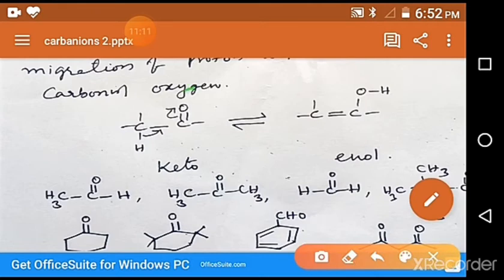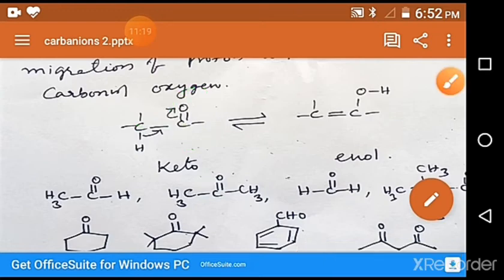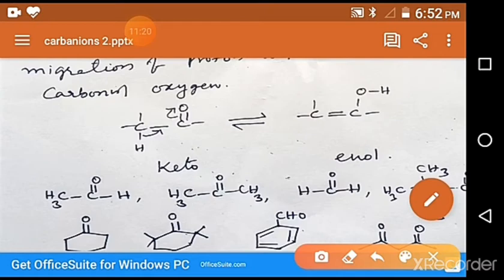So this carbonyl group is an electronegative group. This attracts the carbon's electrons towards it. So then this carbon becomes electropositive. That's why this C-H bond will be weakened. So that's why this C-H bond undergoes heterolysis, unequal fission, cleavage of the bond takes place.